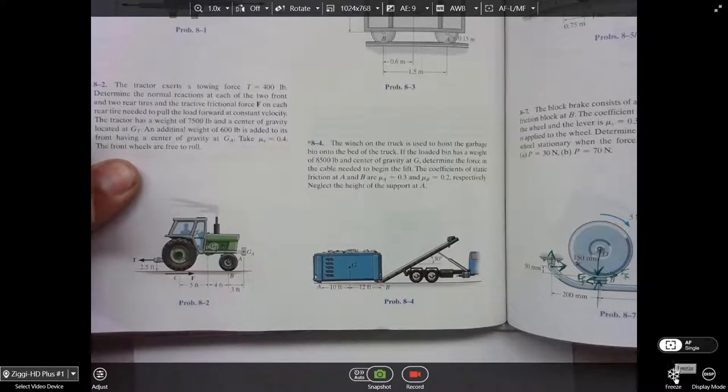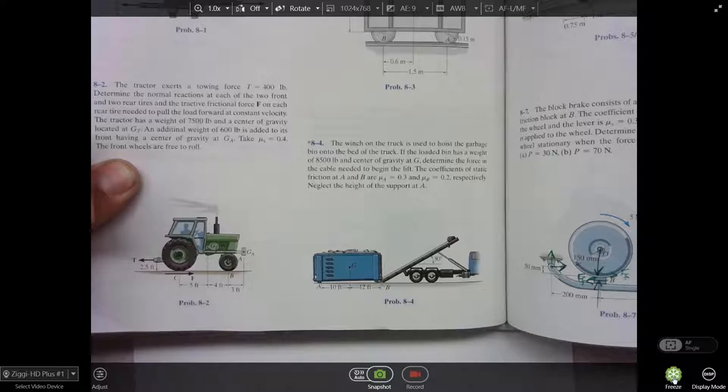Oh, I saw that one. It's pretty slick. Oh, wow. Little engineering pun there. It's pretty slick. Working on friction.